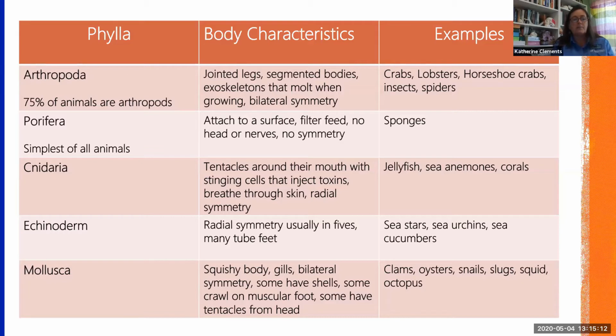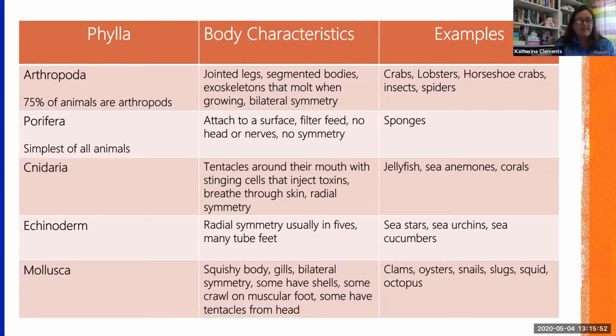Examples of marine invertebrate arthropods are animals like crabs and lobsters and horseshoe crabs, and then of course on land, insects and spiders. The next phyla on our list is Porifera. And Porifera are pretty easy to learn about because they are the simplest of all animals. They are the sponges. Sponges attach to a surface like a rock. They don't just float around in the water. And they also filter feed. So they just let the water move through them, and that's how they get their food.